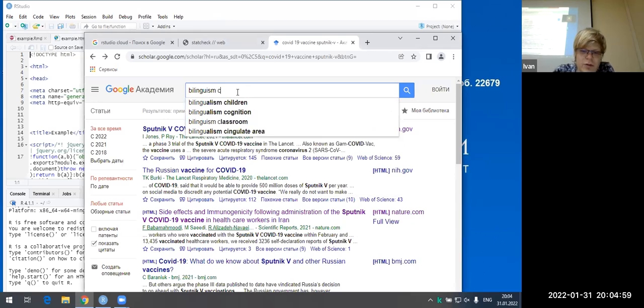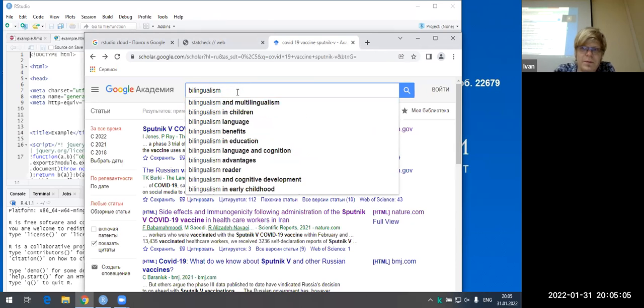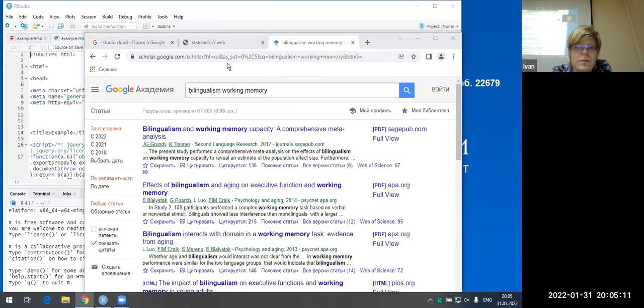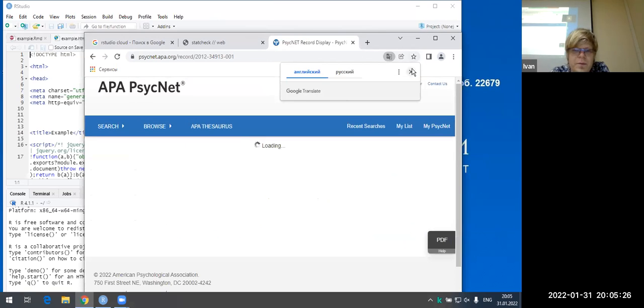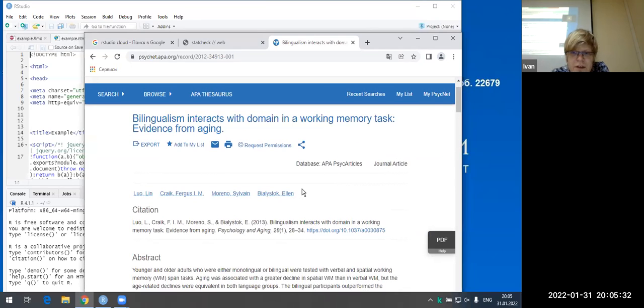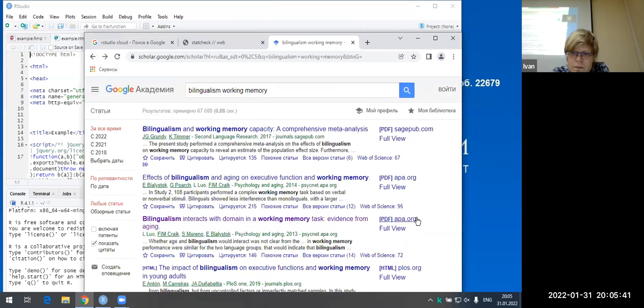Reason and cognition, let's say even working memory. Okay. Not a meta-analysis, but just some empirical study. Okay, maybe like this. We have a PDF, and that will be good. Yes, they have a PDF, but how to download it? This way.